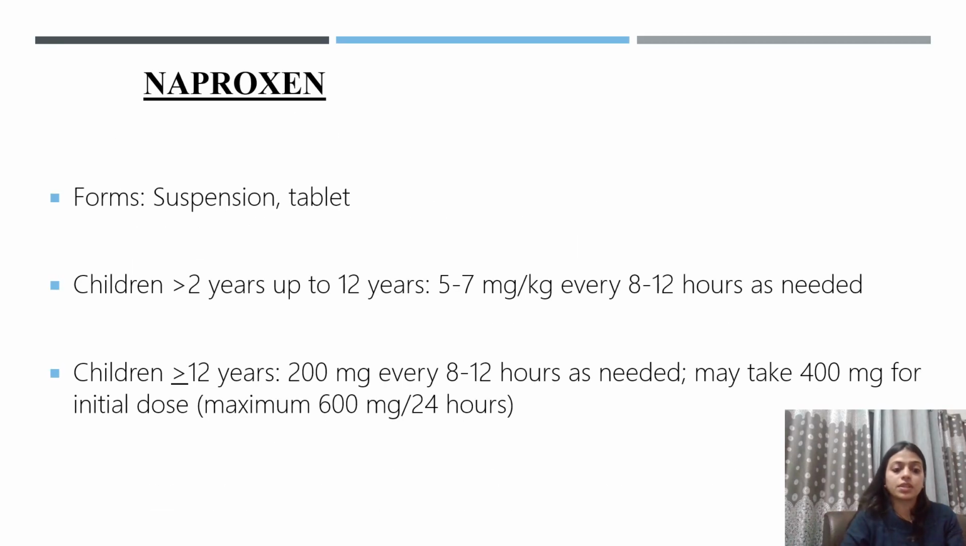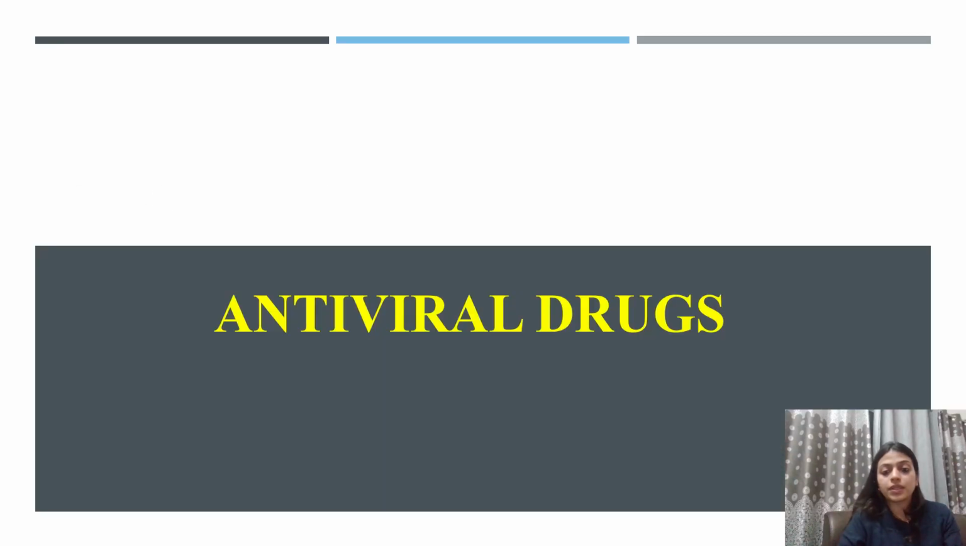Then comes naproxen. It is also available in suspension and tablet form. Children more than 2 years up to 12 years, 5 to 7 milligram per kg every 8 to 12 hours as required. And children who are more than equal to 12 years, 200 milligram every 8 to 12 hours as needed. It may take 400 milligram of initial dose and maximum dose of 600 milligram per day.